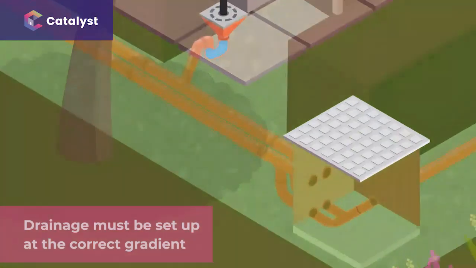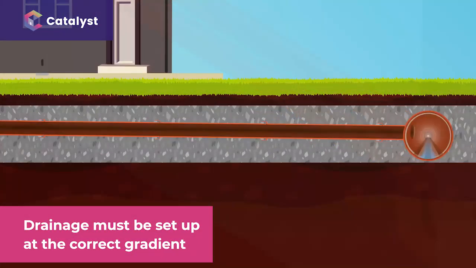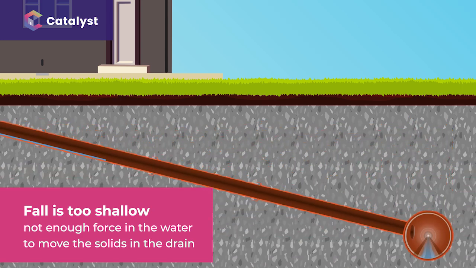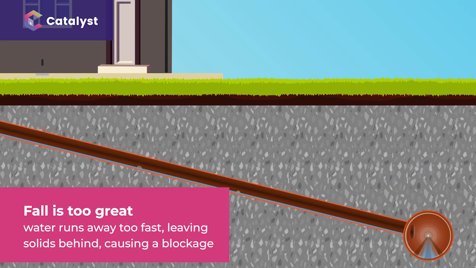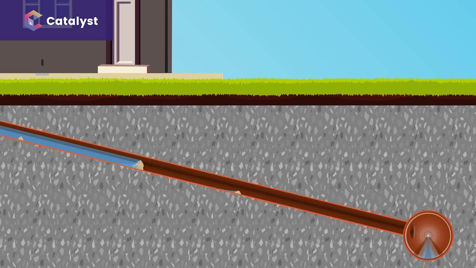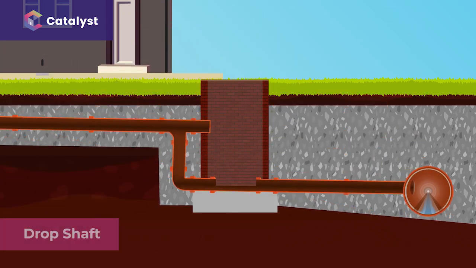Drainage has to be set up at the correct gradient to function correctly. If the fall is too shallow, the water hasn't got enough force to move the solids in the drain. Again, this can result in a blockage. If the fall is too great, water runs away too fast. This can leave solids behind, increasing the risk of blockages. If the sewer is deeper than the gradient allows, then a drop shaft or a series of drop shafts can be installed to get the pipework to the required depth.